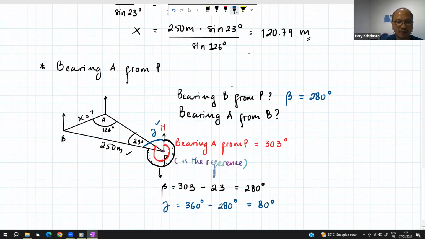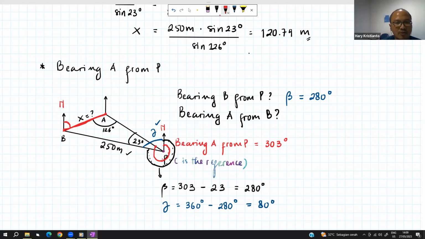Good. Now, look carefully. Bearing A from B must be this one. Correct? You have north and you have the point A. B is a reference point. So you go from north to a line that connects A and B, like this. So how big is this angle?